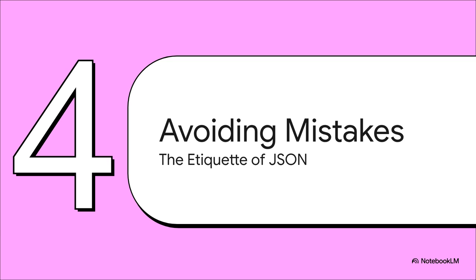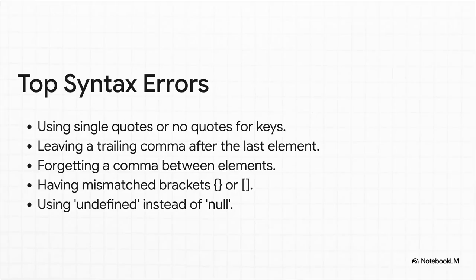Now, because JSON is so strict with its rules, it's also incredibly easy to break. One wrong comma, one misplaced bracket, and the whole thing can fall apart. So let's talk about the etiquette of JSON and go over the most common mistakes so you don't have to learn them the hard way. Yeah, these are the big ones, the absolute top offenders that trip up everyone, from total beginners to seasoned pros. A single character out of place can cause a total failure, so it's worth knowing these like the back of your hand.